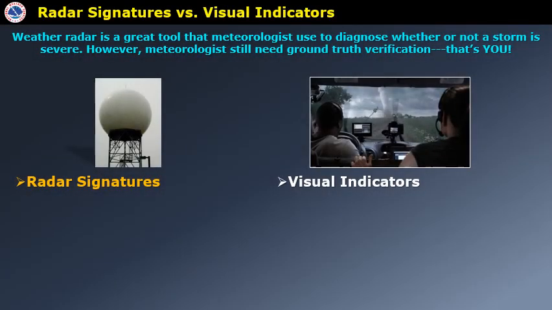Whether we are using data to diagnose whether a storm is severe, the NWS still needs ground truth verification, and that's where you, as a SKYWARN spotter, serve a critical role.